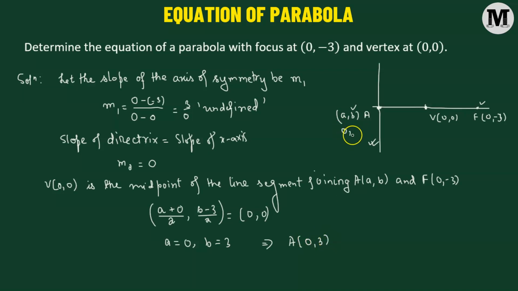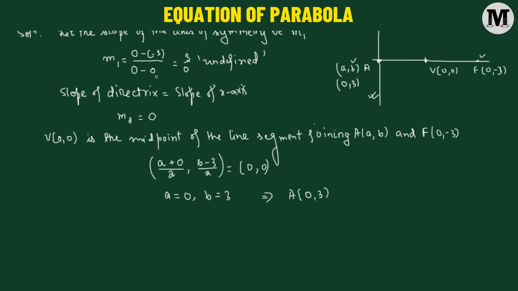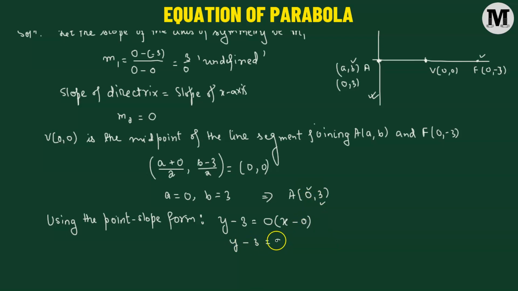So now we have the point through which the directrix line passes, and we also have the slope of the directrix. We can easily find out the equation of the directrix. That can be obtained by using the point slope form of a line. So using the point slope form, the equation of the directrix is going to be y minus y1, that means we have to take the y coordinate of point A, so that's 3, equals the slope of the directrix, which is 0, multiplied by x minus the x coordinate of point A, so that's 0 as well. This is going to give us y minus 3 equals 0. That's the equation of the directrix line.